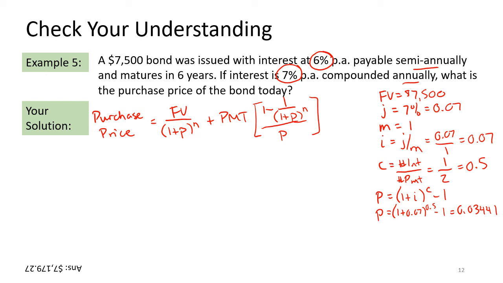The next two items we can calculate first is our total number of interest payment periods, N. This matures in 6 years, and interest payments are semi-annual. So 6 times 2 gives us a value of 12.